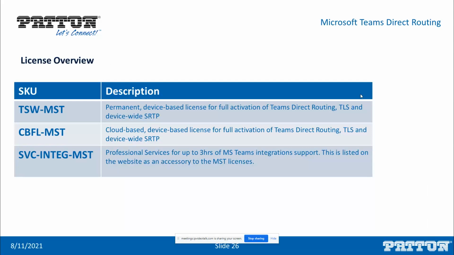To summarize, once again, these are the 3 SKUs that you need to take home. This is all you've got to do to be able to get up and running for the Patton Microsoft Teams Direct Routing certification.